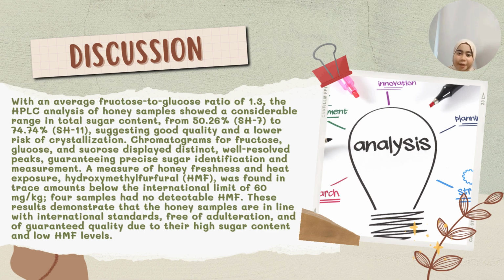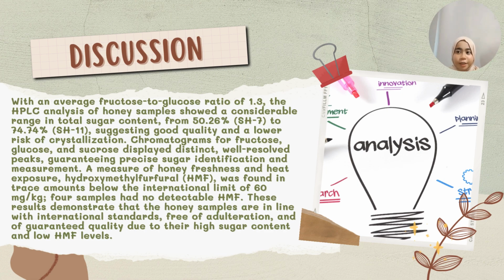So for the discussion part, I will talk about an average fructose to glucose ratio of 1.3. The HPLC analysis of honey samples shows a considerable range in total sugar content, from 50.26% to 74.70%, suggesting good quality and a lower risk of crystallization. Chromatograms for fructose, glucose, and sucrose display distinct, well-resolved peaks, guaranteeing precise sugar identification and measurement.